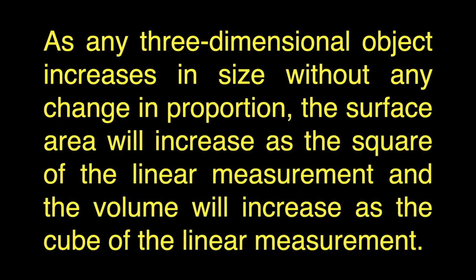As any three-dimensional object increases in size without any change in proportion, the surface area will increase as the square of the linear measurement, and the volume will increase as the cube of the linear measurement. Well, this still isn't very clear, so let's look at this with some demonstrations.